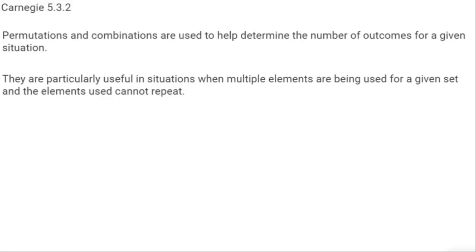Hello and welcome. Today we are talking about permutations and combinations. Permutations and combinations are used to figure out the number of outcomes for a given situation. We're going to use these as a shortcut for finding probability of multiple events happening at the same time, particularly when we are finding the probability of pulling elements from a set where those elements cannot repeat.